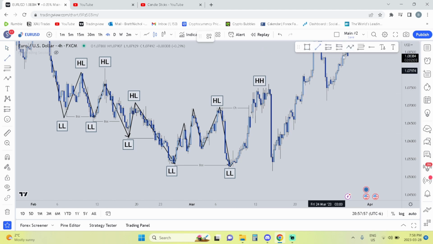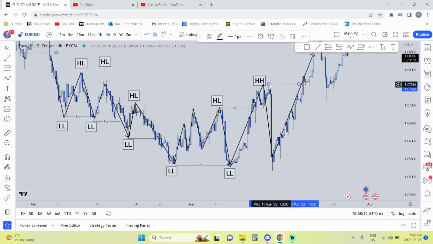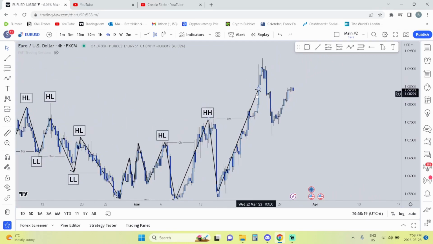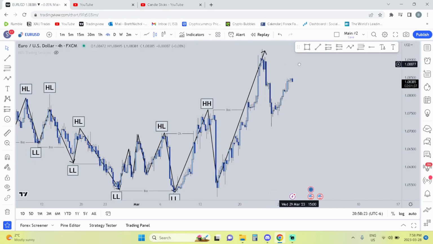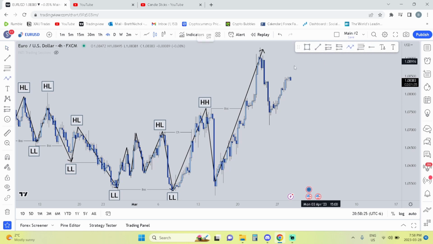And then the market created that change of character, made the higher high, made a correction or retracement down, broke all the way up, making a new higher high that broke this structure point, which was our previous higher high. So market pushes all the way up to here, and now it's starting to make that correction down.